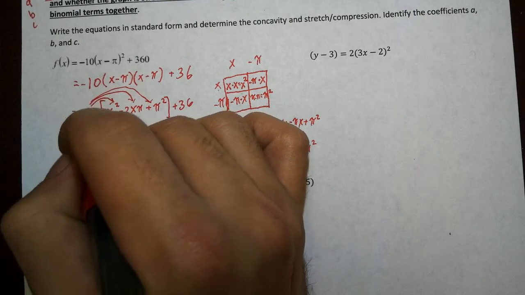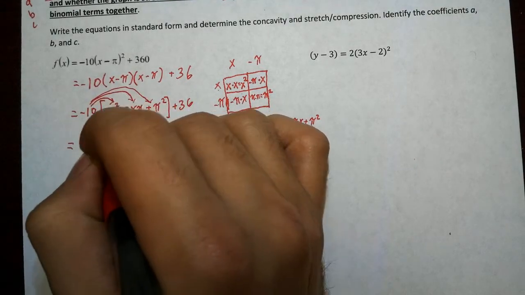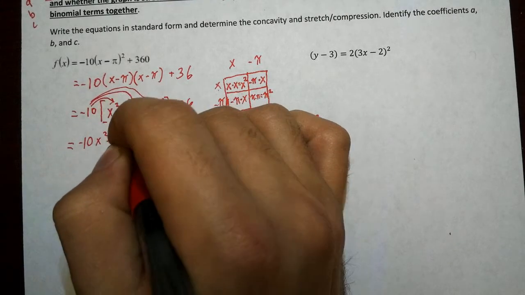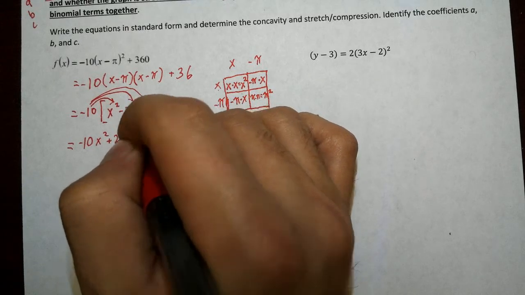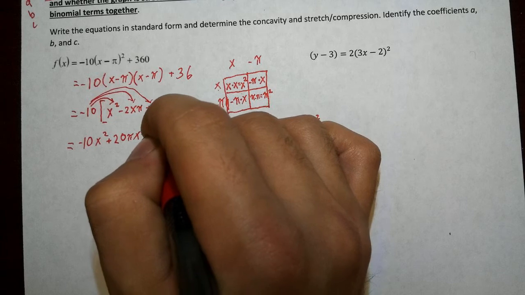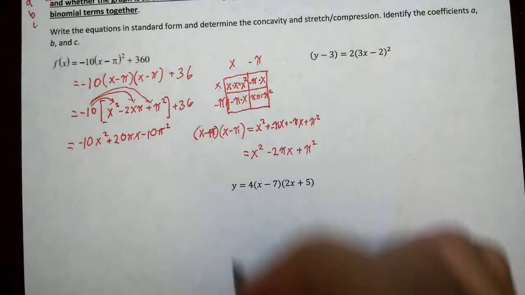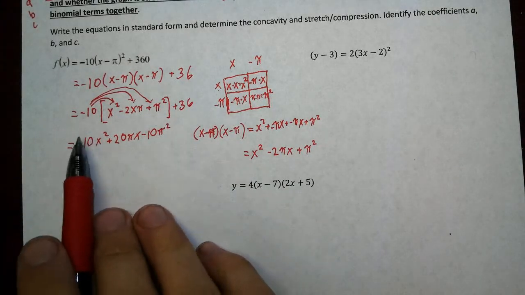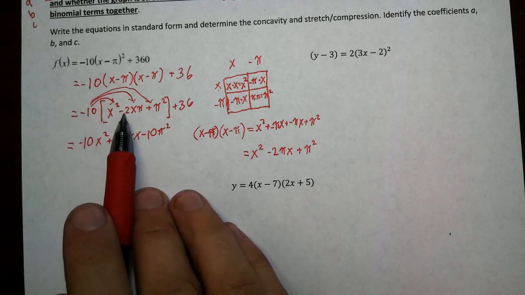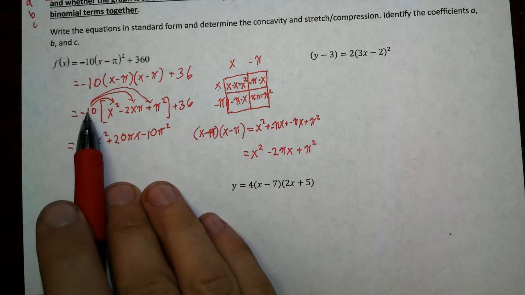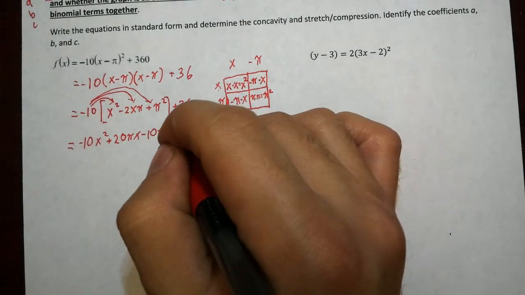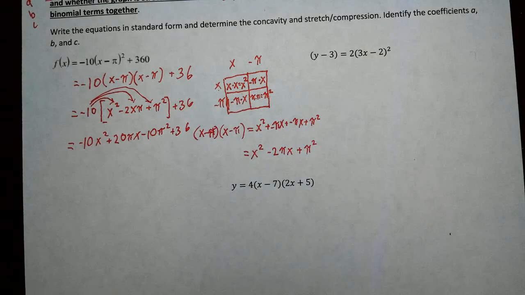So we'll have negative 10 x squared plus 20 pi x minus 10 pi squared. Okay? And that's that distributed. So I just did negative 10 times x squared, negative 10 times negative 2x pi, negative 10 times pi squared. Alright, and that's what we get out from it. And we bring down the plus 36.